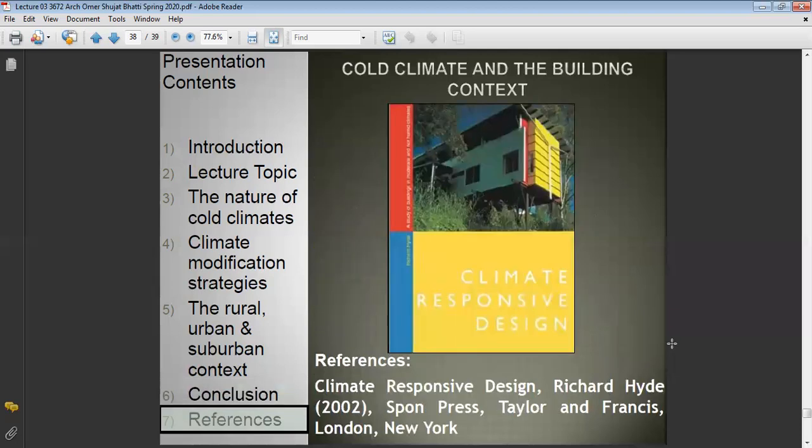So this is more or less your reference book, Climate Responsive Design by Richard Hyde. I hope you are going to get this book soon, inshallah, and you can have a look at it.